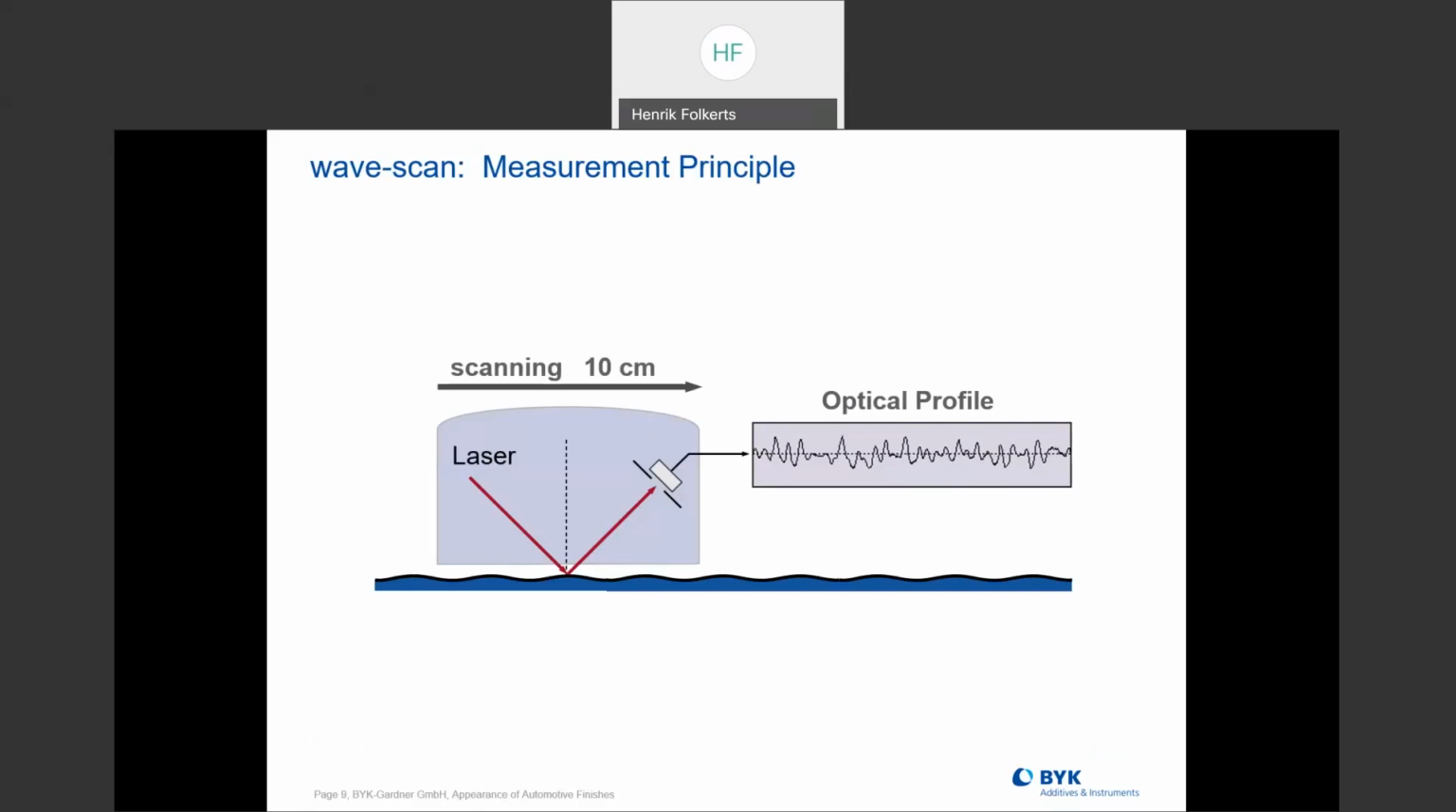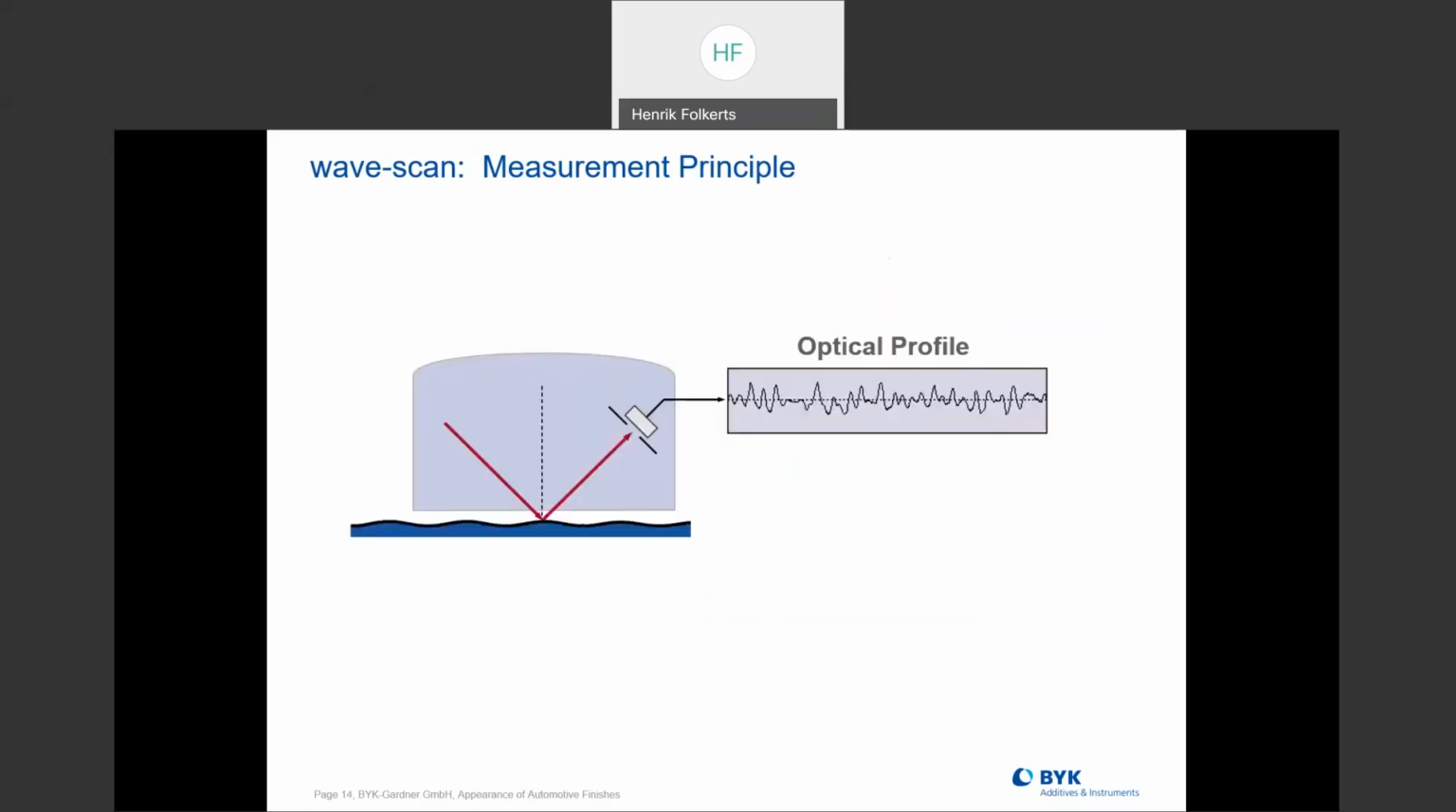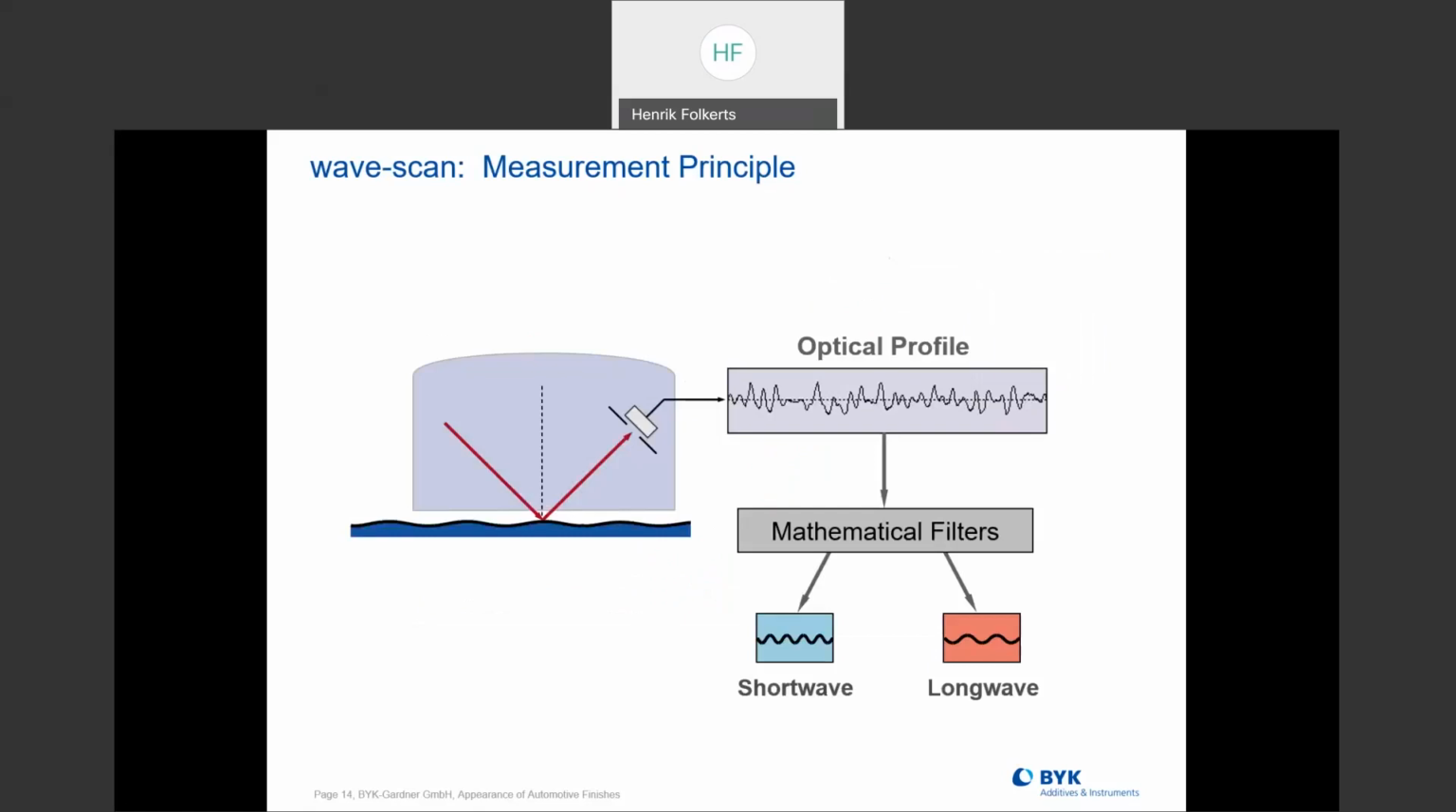So how does the instrument work? There's a laser and there's a detector, and you run the instrument over the surface and you get an optical profile. This is what it looks like. Depending on where you are on the surface, more or less light gets back to the sensor, and that gives you your reading. In the beginning, when we started out with the wave scan, we broke things down into long wave and short wave.